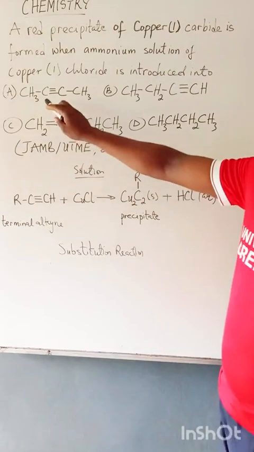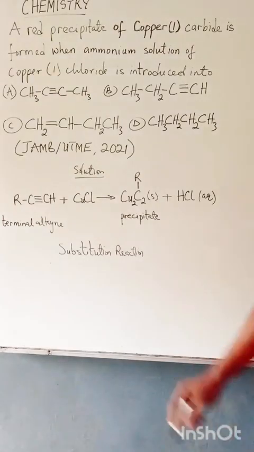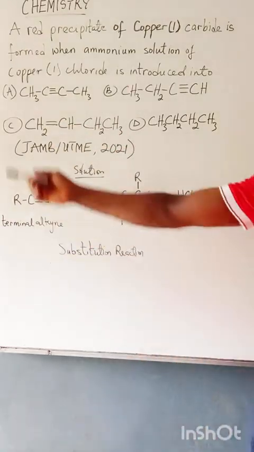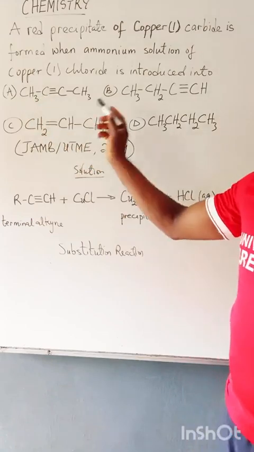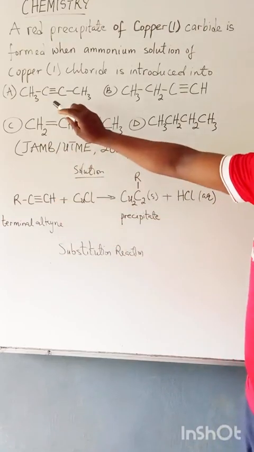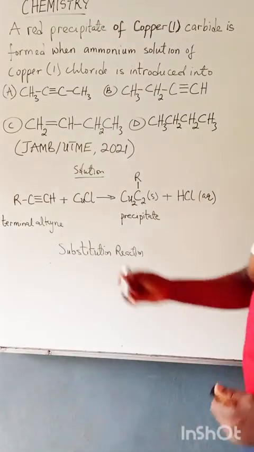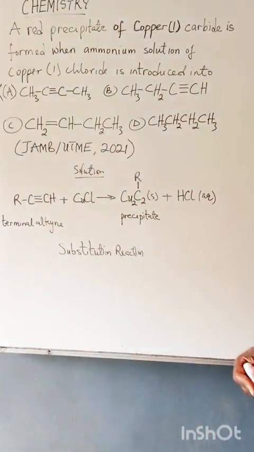Look at option A. It is an alkyne, but the carbon-carbon triple bond, is it at position 1? Count from here, from the left. 1, 2, it is at position 2. Count from right. 1, 2, it is at position 2. Is this option A a terminal alkyne? No, it is not a terminal alkyne. Therefore, it's not the correct option. It's not going to give us this precipitate.